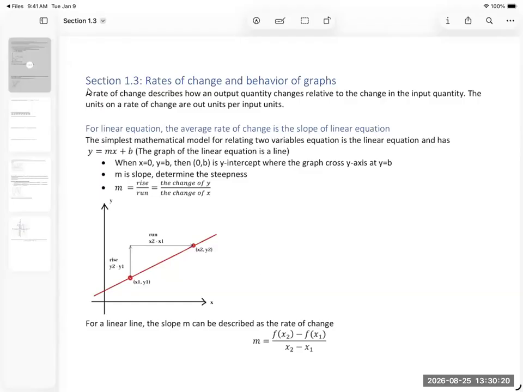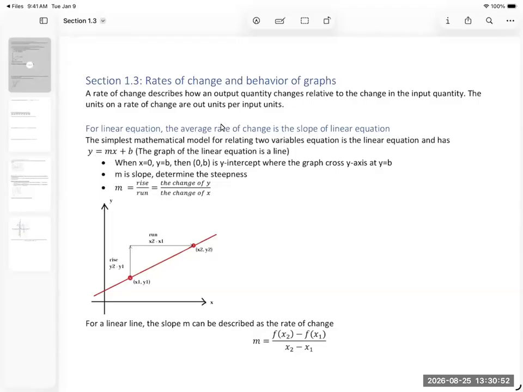Hi everyone, in this video we will talk about section 1.3, rates of change and behavior of graphs. Rate of change describes how an output quantity changes relative to the change of an input quantity. So the units of a rate of change are output units per input unit. For a linear equation, the average rate of change is actually the slope of the linear equation.